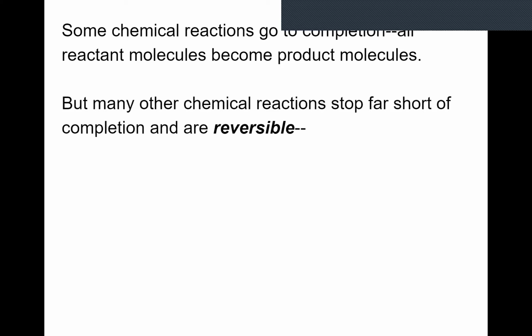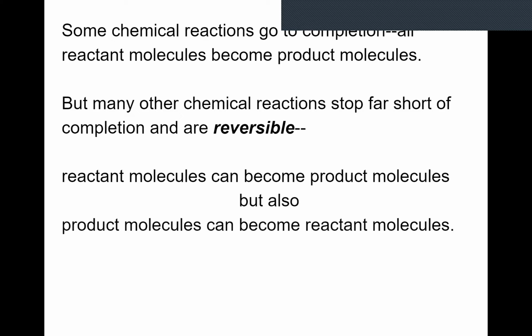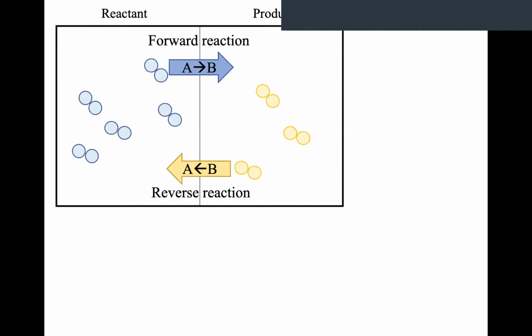But most reactions would stop far short of this, and they are said to be reversible. What we mean is reactant molecules can become product molecules, but also at the same time, product molecules are going back to become reactant molecules. It's not just a matter of giving a reaction another hour to finish its work. It's that it would never become all products. And there's something interesting about that. And in this unit, we're going to explore that.